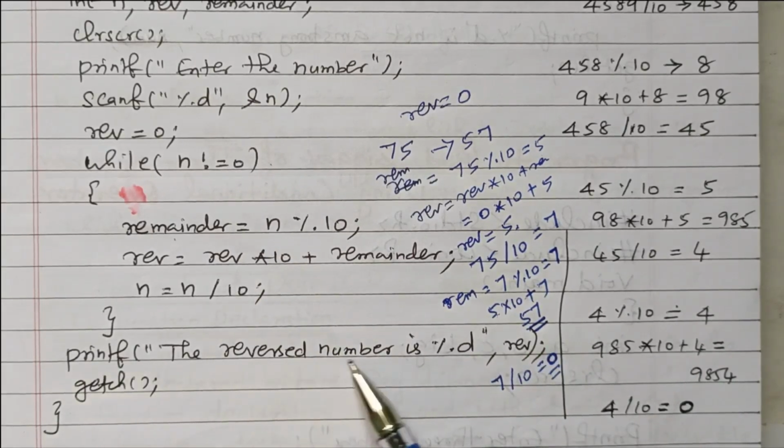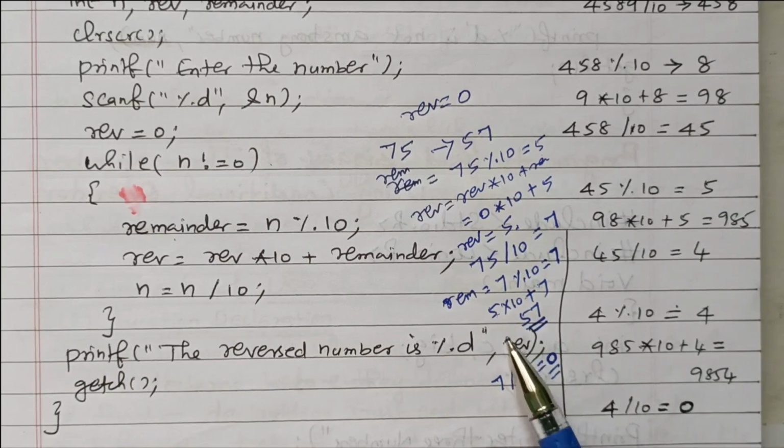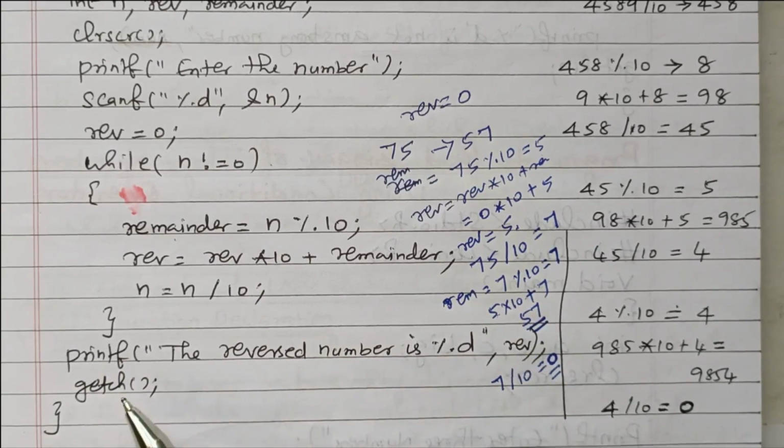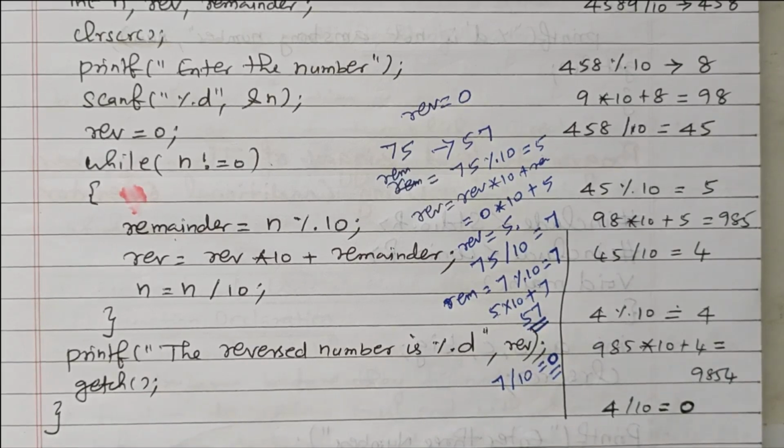The reversed number is printed with percentage d and rev. The answer is available in reverse. After getting it, we can close the program. So in this program, we discussed how to reverse a number using a C program.